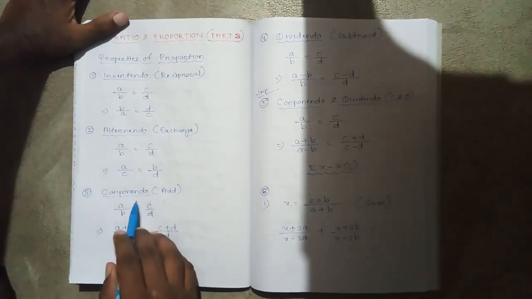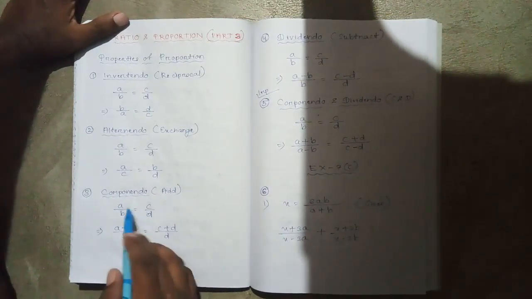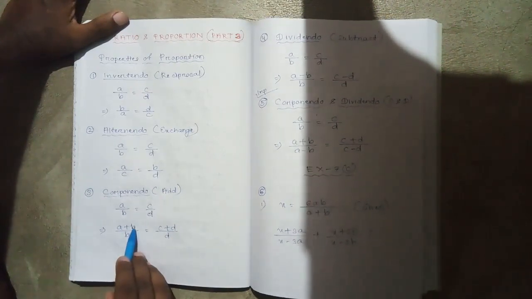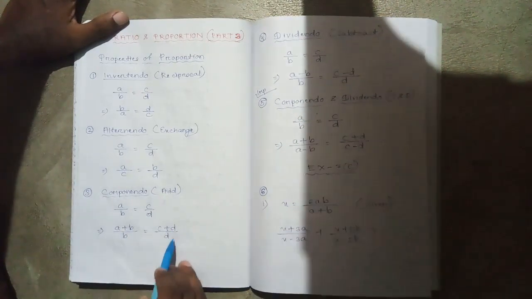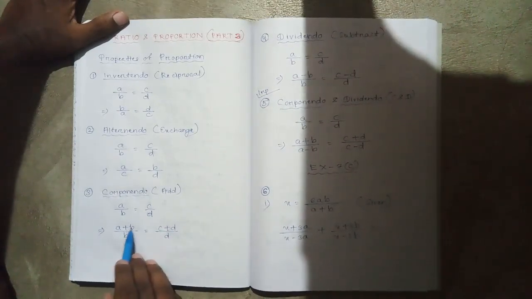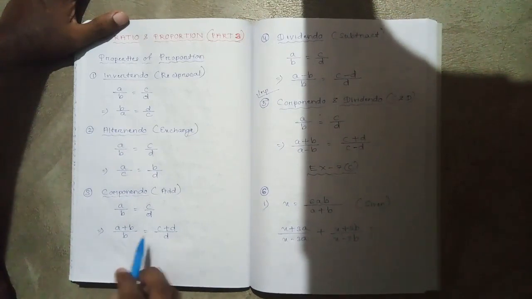Next is componendo, means to add. If a by b is equal to c by d, then we can have a plus b by b is equal to c plus d by d. So add in the numerator. Okay, a plus b by b is equal to c plus d by d.